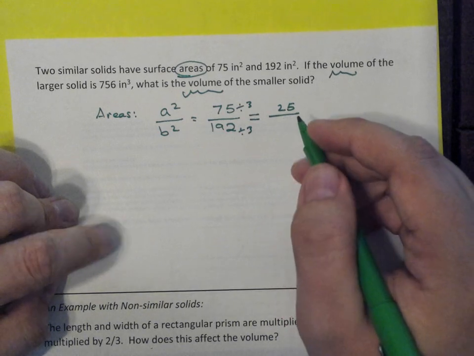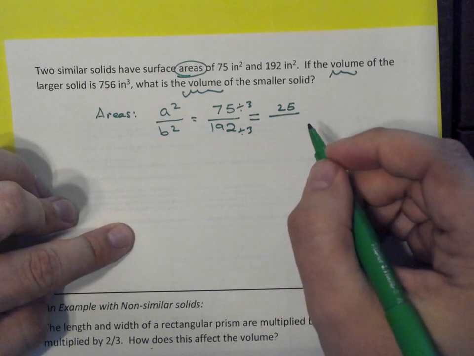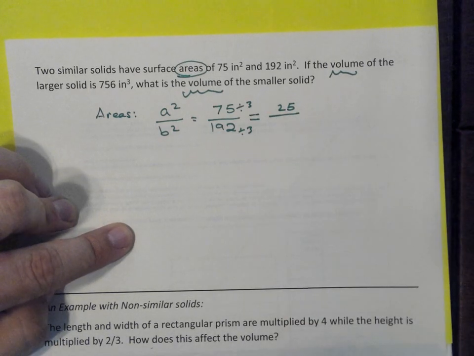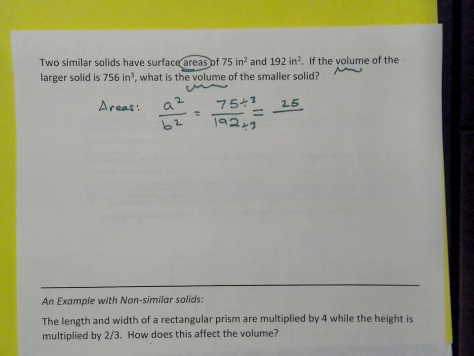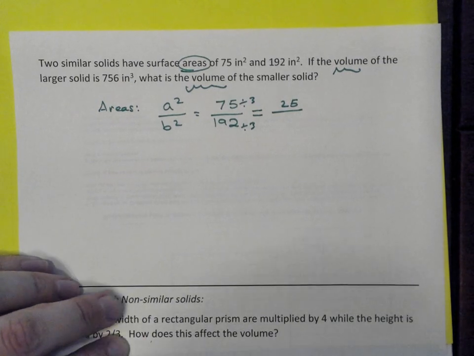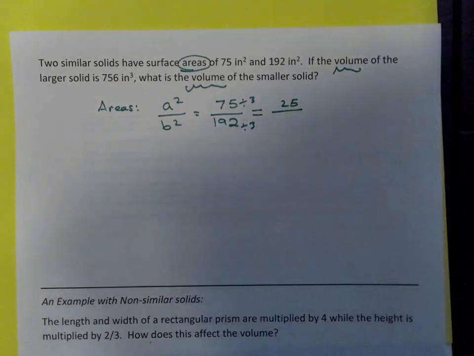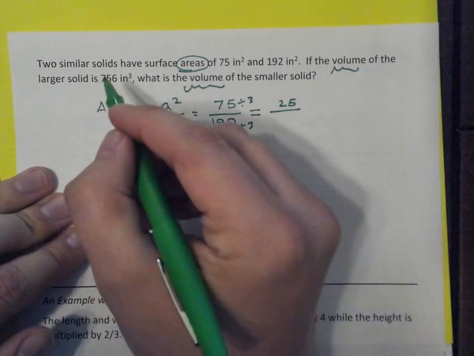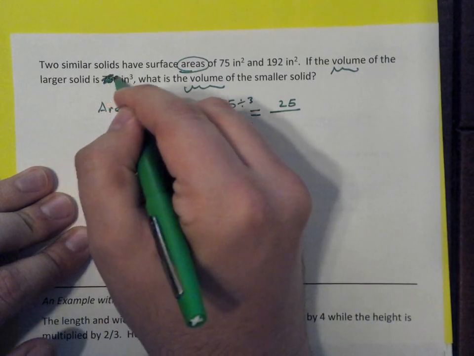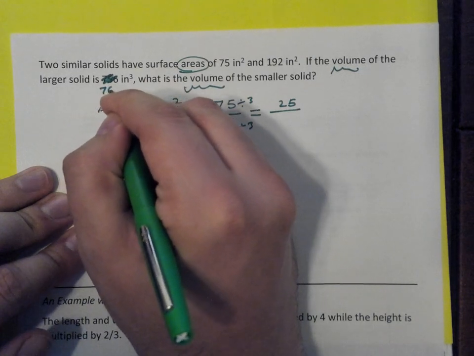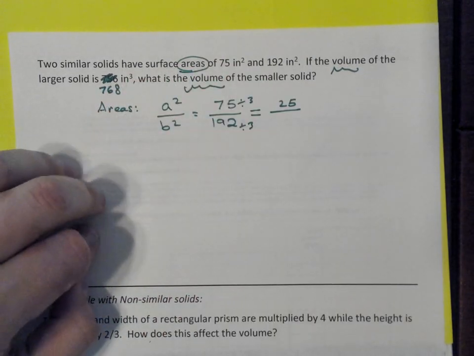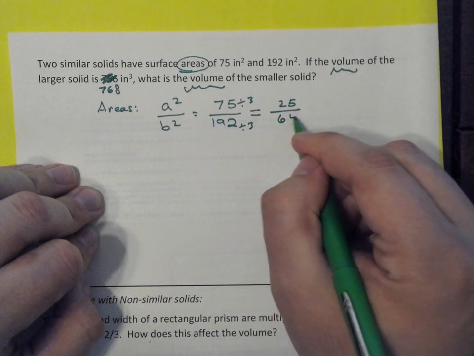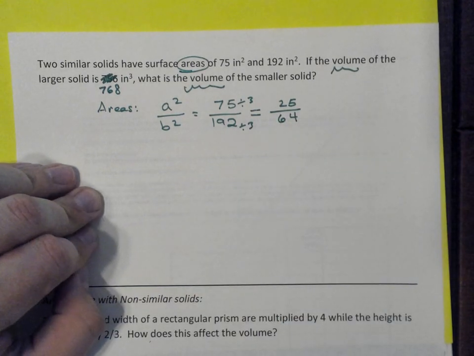What is 192 divided by 3? Sorry, I'm having a blank here. Alright, sorry about that. I had to go grab a calculator to check my math. I'm glad I did because I realized I made an error. I wrote down the wrong number. So instead of 756, let's make this 768. Alright, 192 divided by 3 is 64.